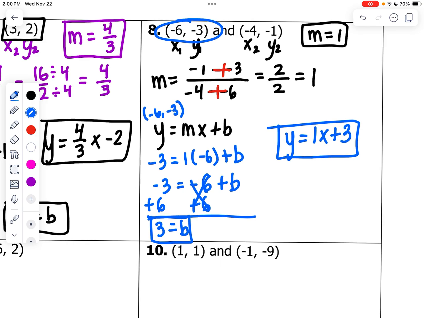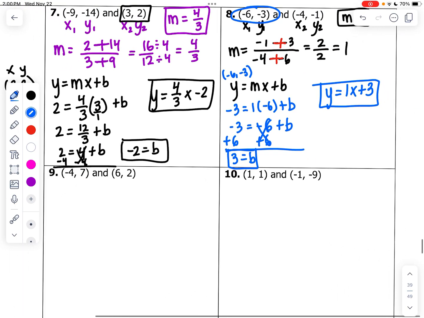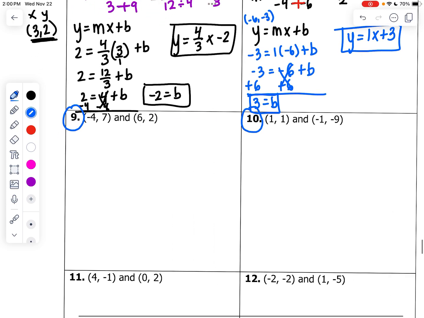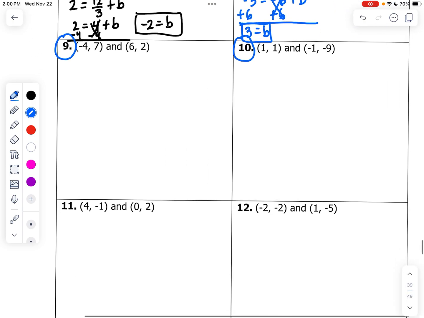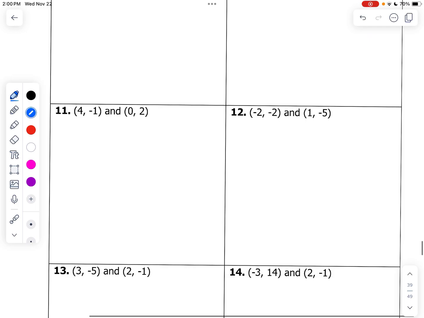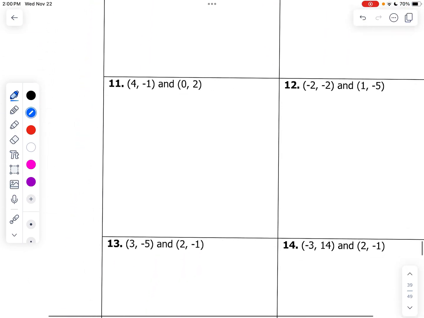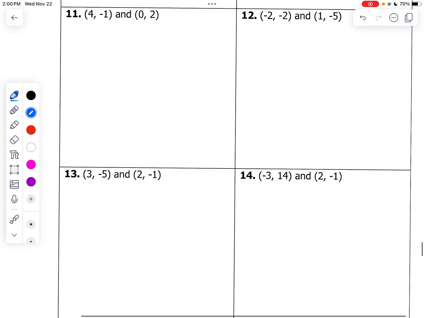All right, I want you guys to also try 9 and 10, because we're going to do some more practice. Why don't you guys try 9 and 10, and we won't do 11 through 14.